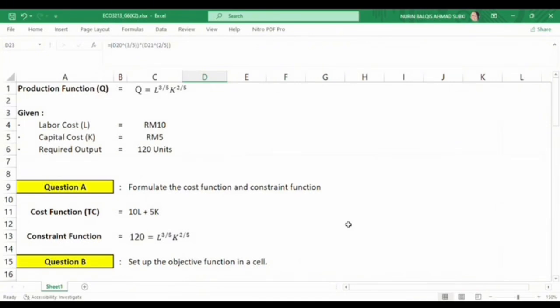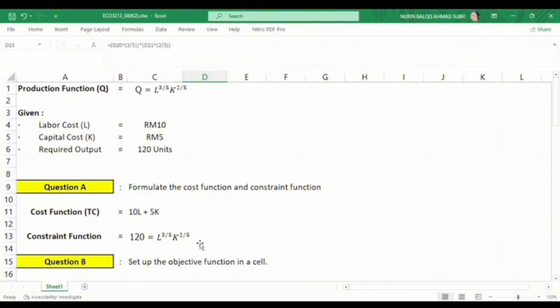For question A, we are required to formulate the cost function and the constraint function of the firm. Based on the question, the firm uses two inputs, namely labor represented by L and capital represented by K. The cost of labor is 10 ringgit per unit, while the cost of capital is 5 ringgit per unit. Therefore, the total cost function can be written as TC equals 10L plus 5K. This equation shows that the firm's total production cost is determined by the amount of labor and capital used. The coefficient 10 represents the cost of 1 unit of labor, while the coefficient 5 represents the cost of 1 unit of capital.